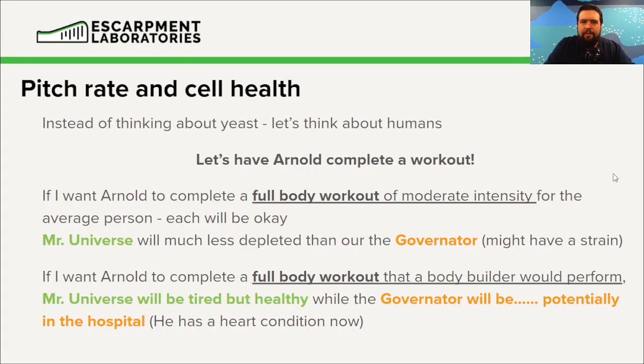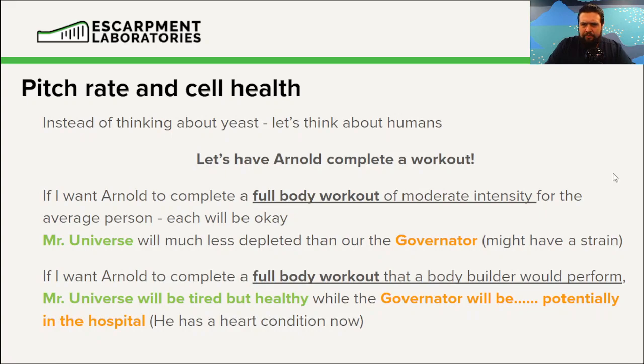With this idea of trying to understand pitch rates, let's talk about Arnold doing a workout. We're going to put him through two different workouts. The first one is a full body workout, moderate intensity, nothing crazy, a normal thing you would do at the gym. Maybe some compound movements, things like that. Mr. Universe is going to be completely fine. He's going to go through this and laugh and think that was a puny workout. But the Governator is going to be pretty strained. He's not in the same condition he was. He's older, he's tired, and he can't handle as much stress. Now, they're both going to be alive at the end. They're both going to be fine.